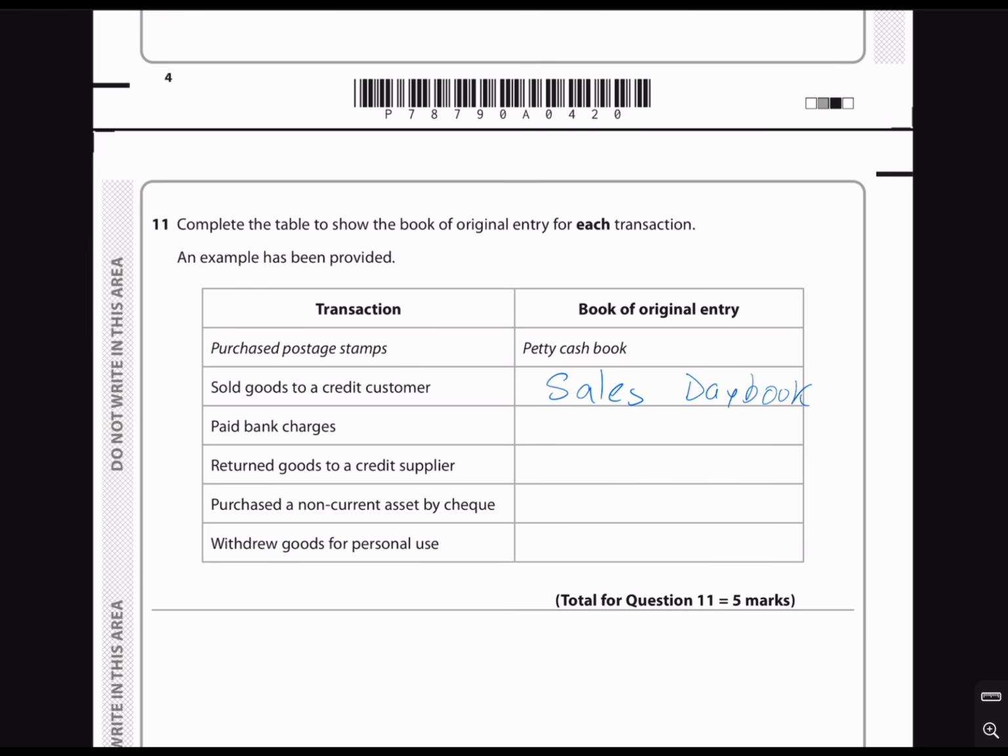Second, we have paid bank charges. Now, whenever we are paying something, it goes on to cash book. Doesn't matter whether we are paying by cash or by check. Next one, we have got returned goods to a credit supplier. You are returning goods, so it is purchase return day book.